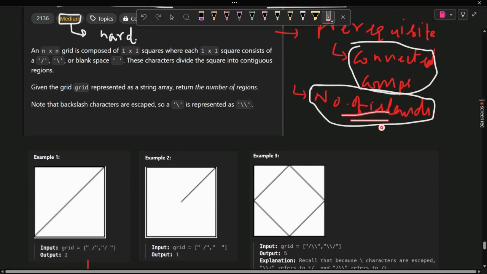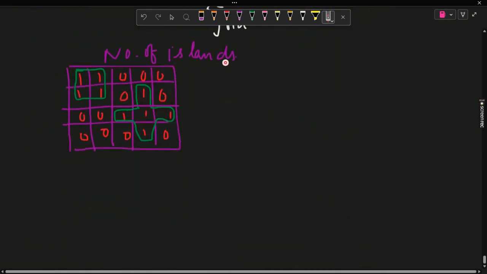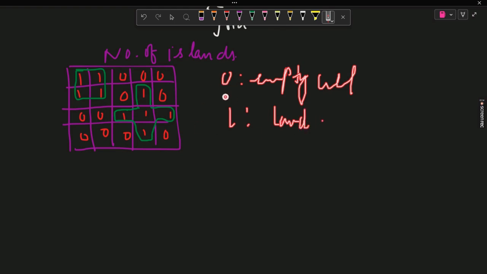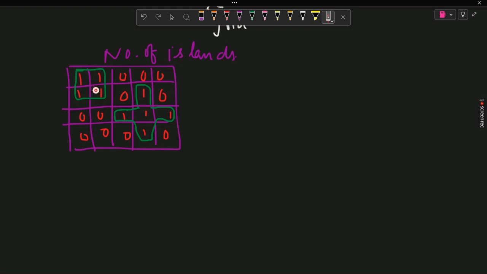So let's quickly discuss the Number of Islands problem first. In that problem, we are given a grid where each cell is 0 or 1, and we have to compute the number of connected components. I guess 0 was representing an empty cell, and 1 was representing land. And we have to compute the number of islands. For that we used BFS or DFS traversal.